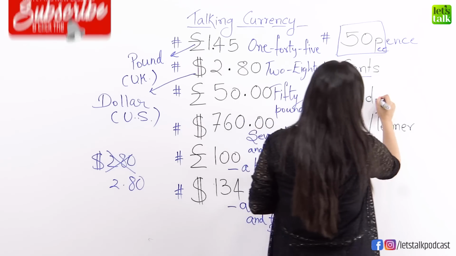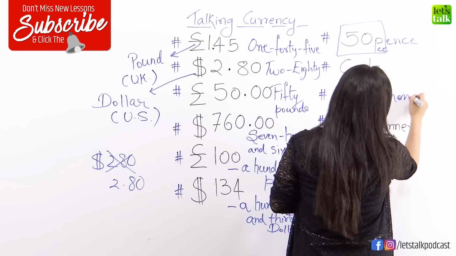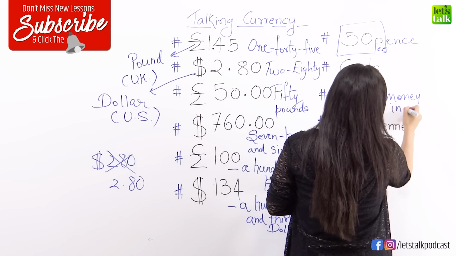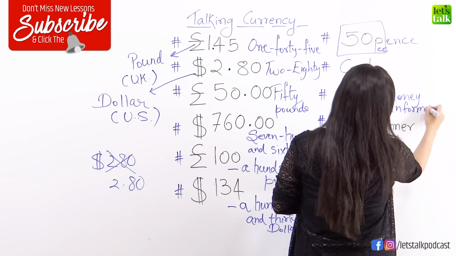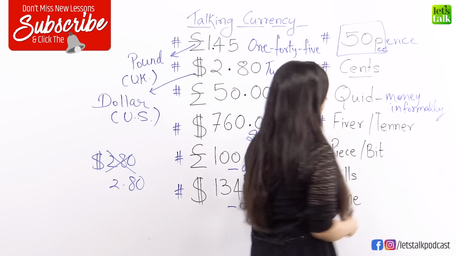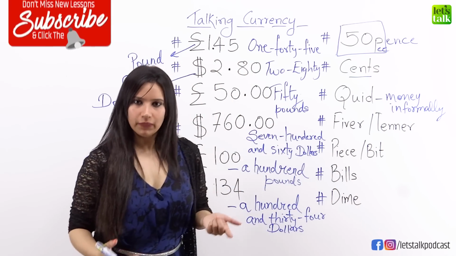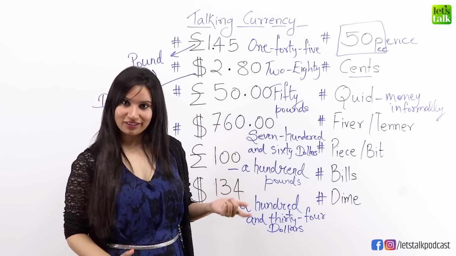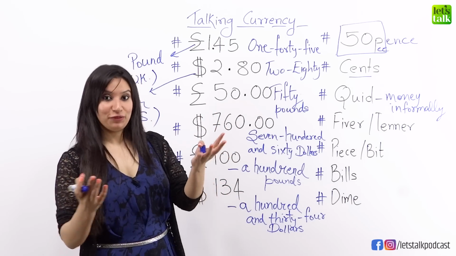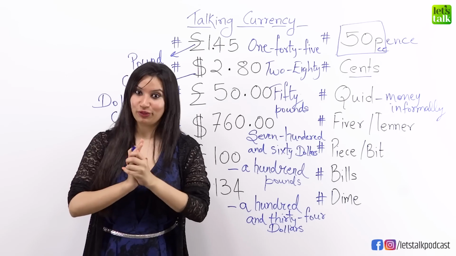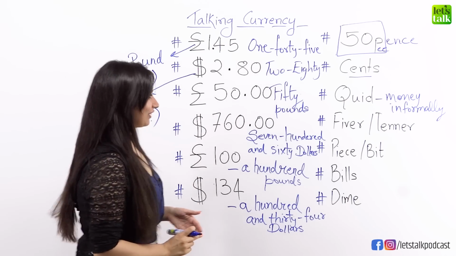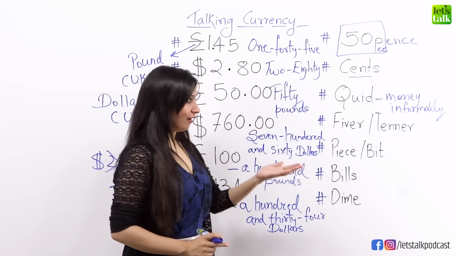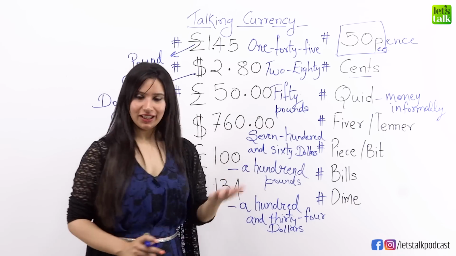So quid means money, informally. So you could say that I want to have a 5 quid meal. 5 quid meal means a meal that you can buy for 5 pounds. So possibly you'll get a 5 quid meal maybe in a 10-pound restaurant. Could be. Right. So let's look at the next one that we have, a fiver or a tenner.